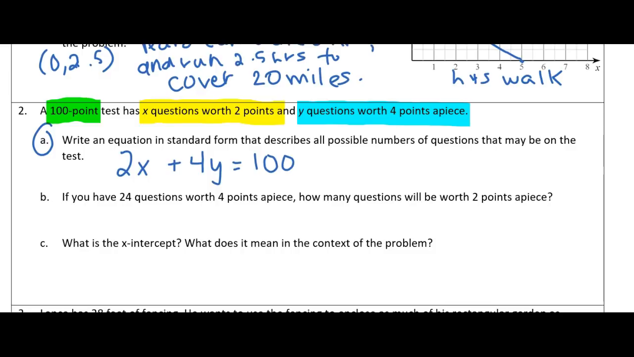All right, part B says, if you have 24 questions worth 4 points apiece, how many questions will be worth 2 points apiece? Well, I read in the beginning of my problem that y was my 4 points apiece. So I'm going to plug in 24 for y, and then I'm going to solve. So 2 times x, oops, not 24 yet, plus 4 times y, which is 24, and solve.